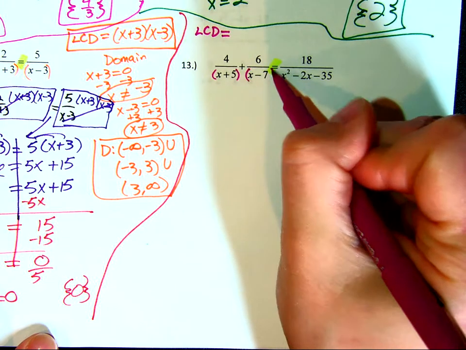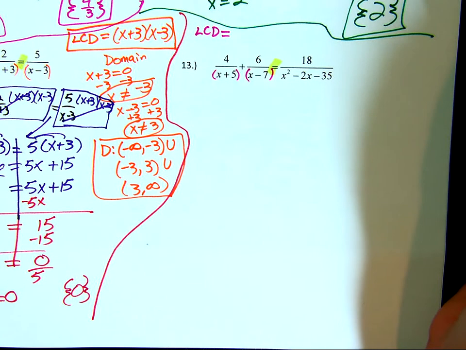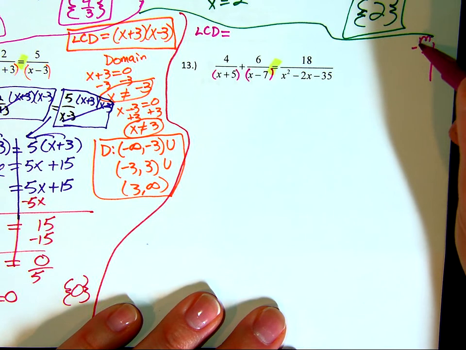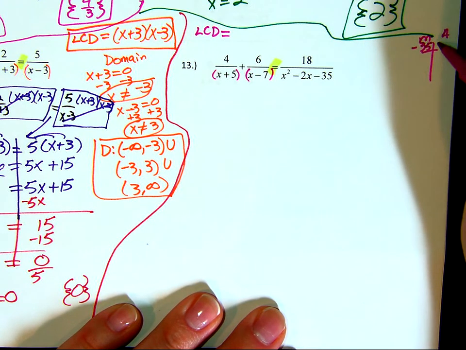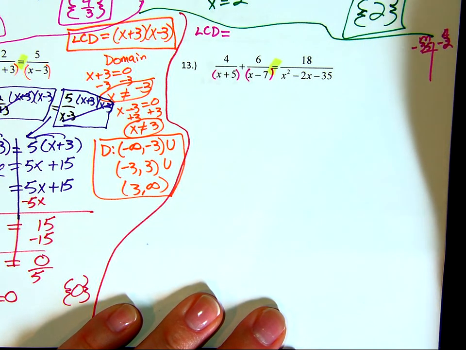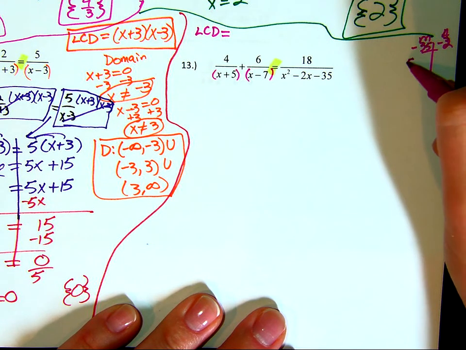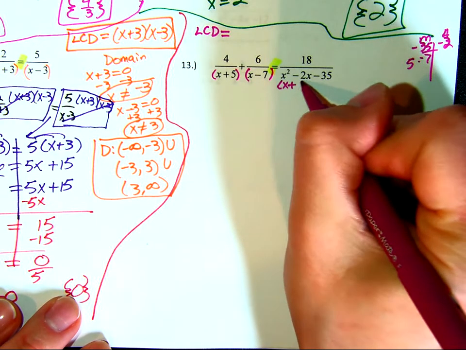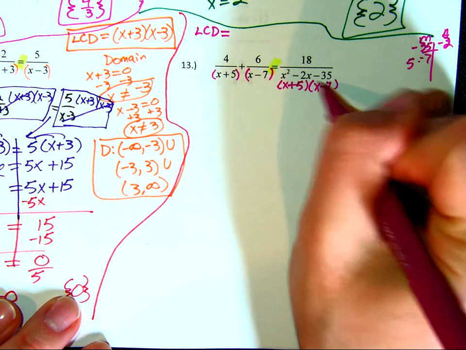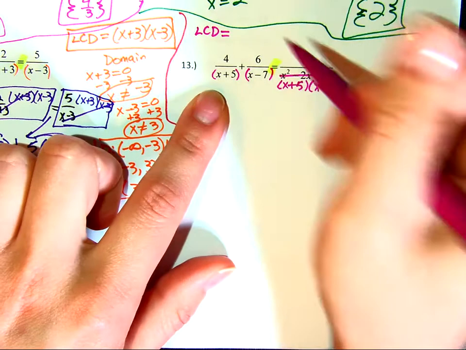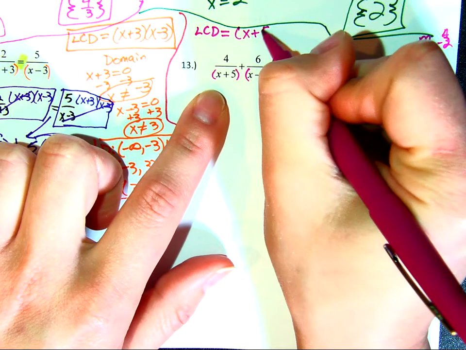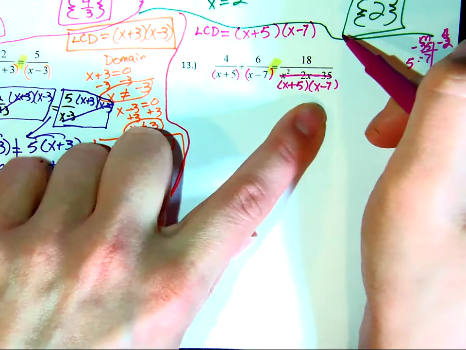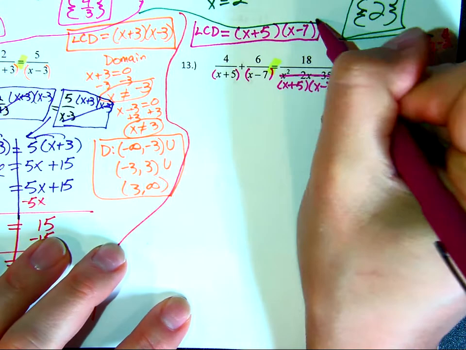This one does have that, so we're going to do what multiplies to the last, which is negative 35, and adds to the middle negative 2. Well, that would be 5 and 7, and my 7 would have to be negative, so this is x plus 5, x minus 7. This goes away, so my LCD has each binomial as part of it, so x plus 5, x minus 7. X plus 5 is already there, and so is the x minus 7, so that is my LCD for number 13.